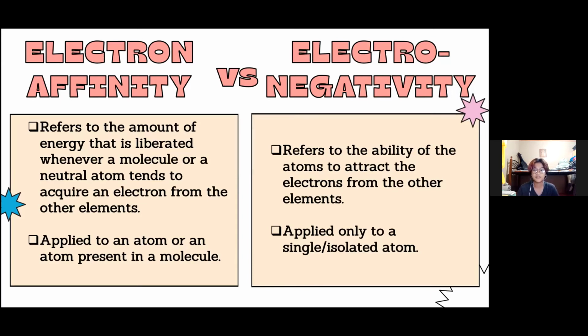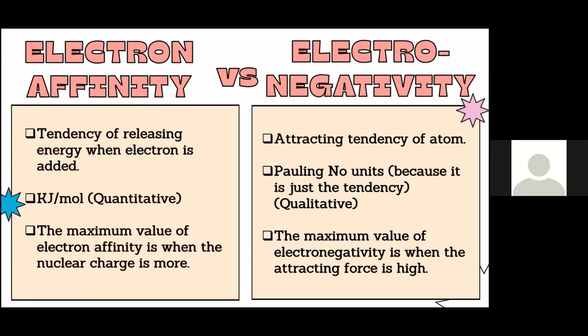Next, electron affinity is applied to an atom or an atom present in a molecule, while electronegativity is applied only to a single or isolated atom. So continuing on electron affinity and electronegativity, electron affinity has the tendency of releasing energy when an electron is added. So every time an electron is added, energy is being released, while electronegativity attracts electrons to an atom without releasing energy.